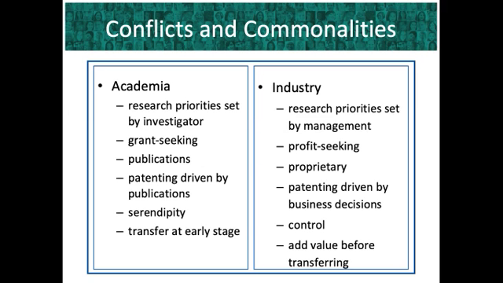So an investigator who's very interested in neurodegenerative diseases like Alzheimer's disease, working in a university, is largely free to explore any aspect of Alzheimer's disease that he's interested in. Whereas in industry, the investigators really are going to focus on the research priorities set by management. Those are going to be the ones that are designed to lead to a new commercializable product.